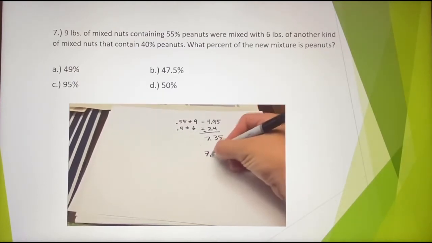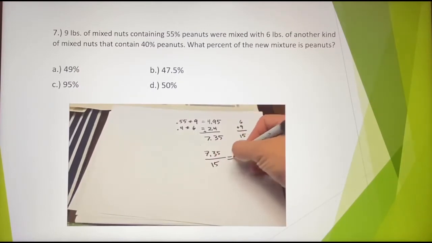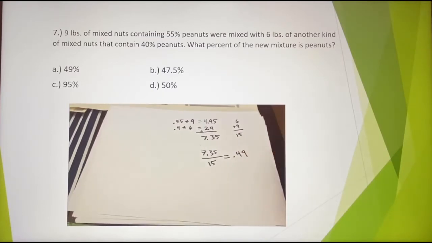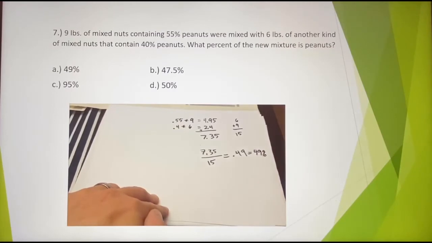So if we take the 7.35 divided by 15, this is going to give us 0.49. So that tells us we're going to have 49% peanuts.